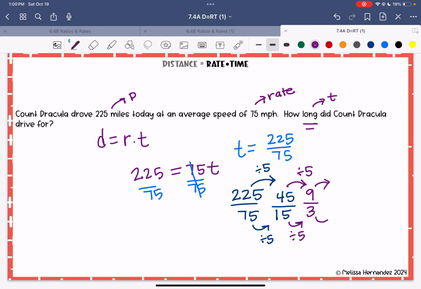Wicked Witch of the West traveled 10 hours by broom at an average rate of 125 miles per hour. Like I said, the first thing you want to do is write down your formula. It's just a one-step equation. I see a lot of teachers use the triangle. I think it's fine, but you've been doing equations in 6th grade, I mean, maybe even 5th.